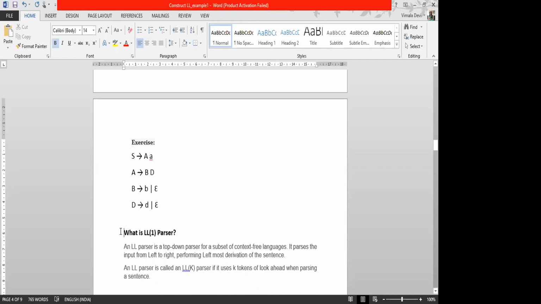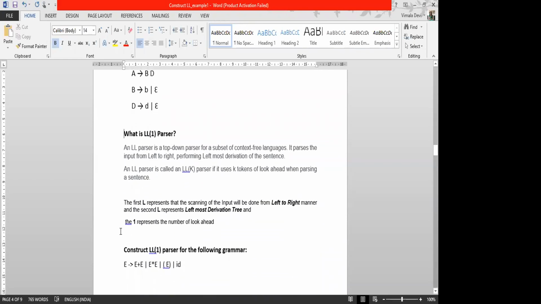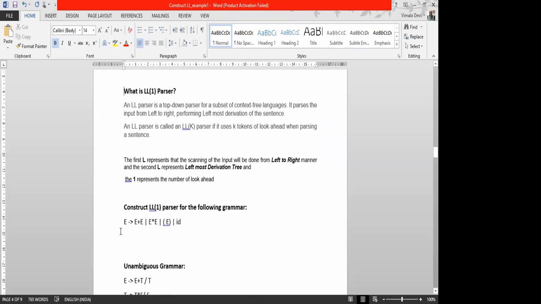Now take down the heading LL1 parser. It's a top-down parser. This parser is able to parse a good number of context-free languages. We need context-free languages to define the syntax of our program, right? So you should know the purpose. Whenever I say something, you should be able to link so many things.